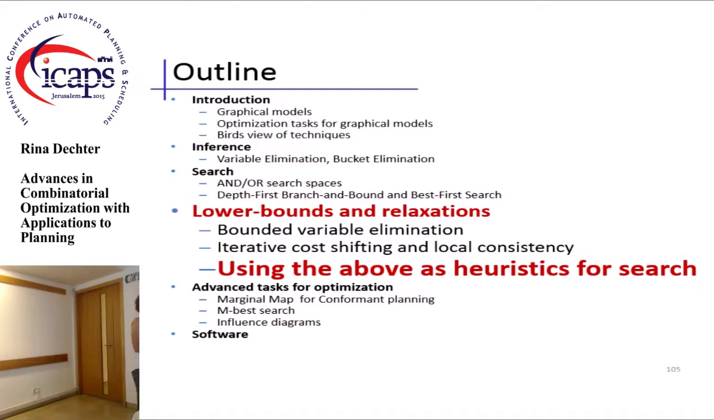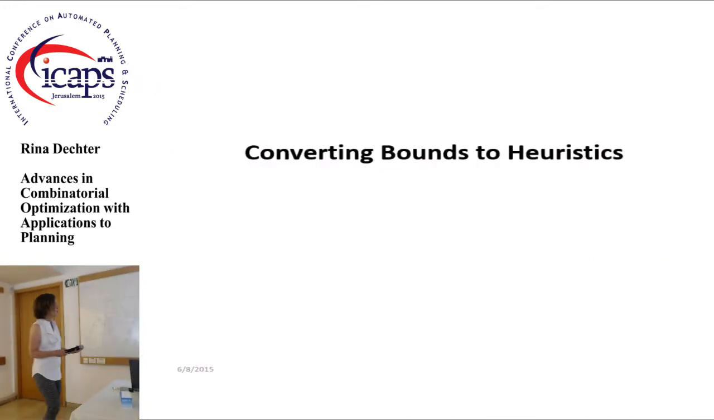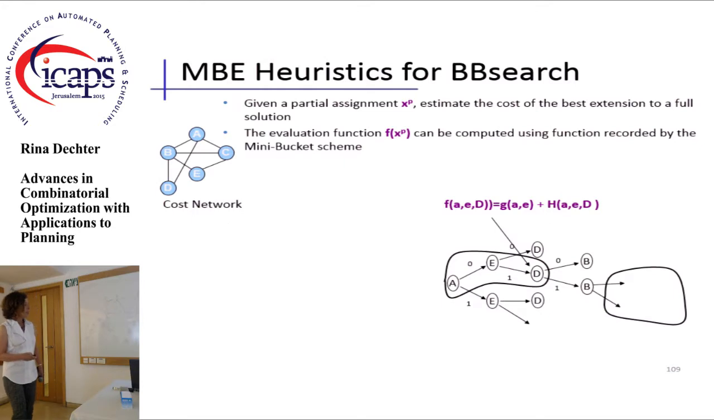So I told you how to do branch and bound and we spoke of heuristics here and there, but let's make the connection, converting the bounds into heuristics. So all these things we want to connect, and I will give you the flavor of the idea. Sometimes it's hard to see.